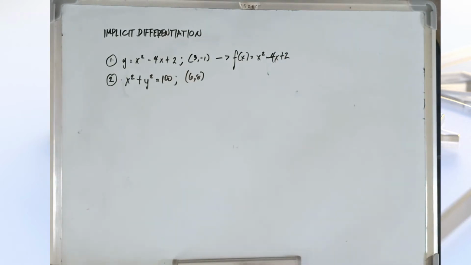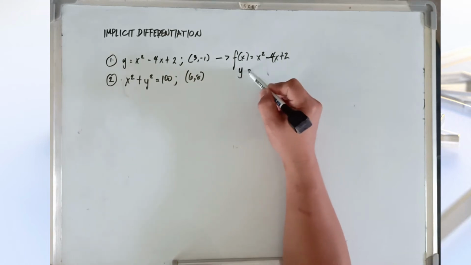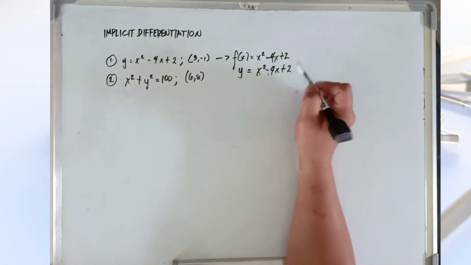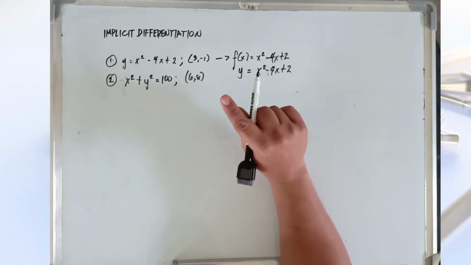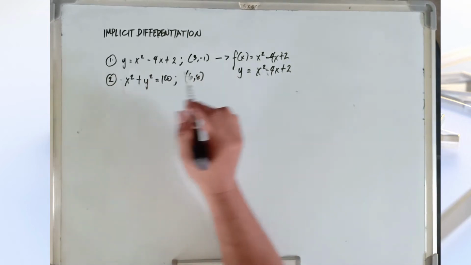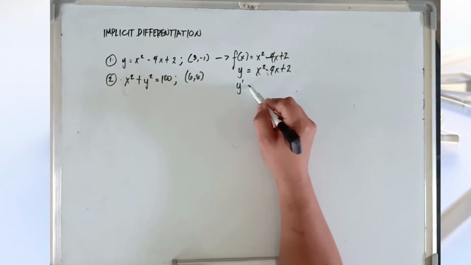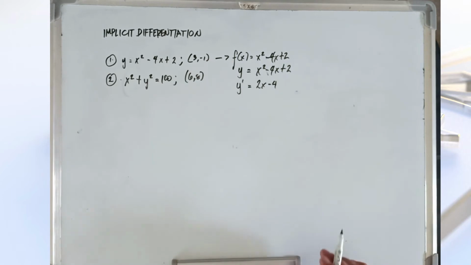To solve the problem, the first thing to do is to find the first derivative. So let's find the derivative of this. Take note, we are solving for the equation of the tangent line to this parabola at point (3, -1). So let's find the derivative. That's y prime is equal to 2x minus 4.